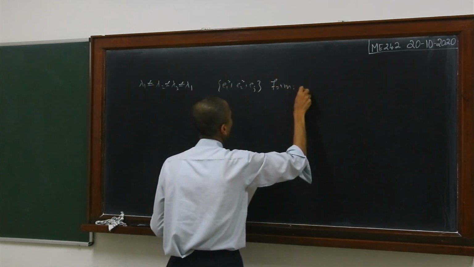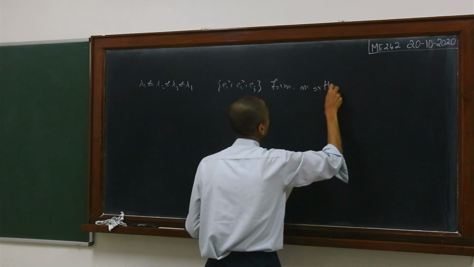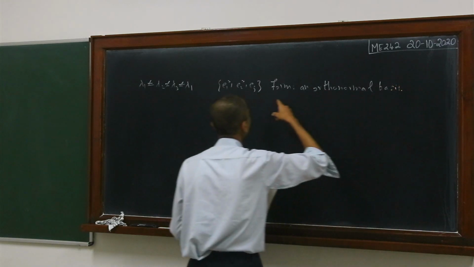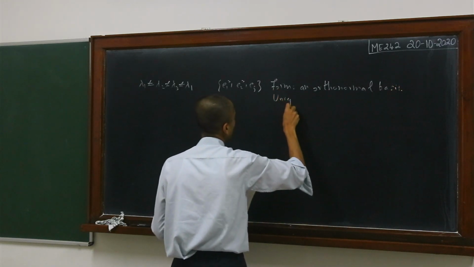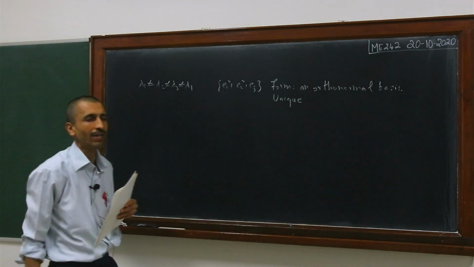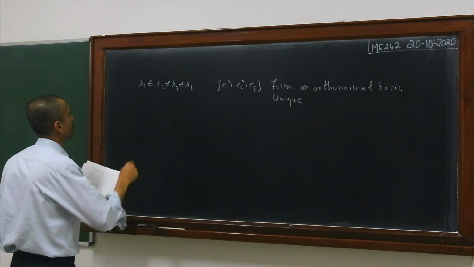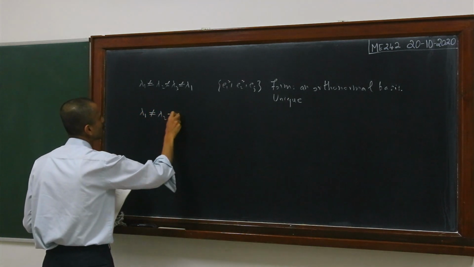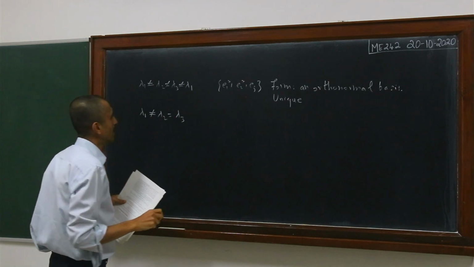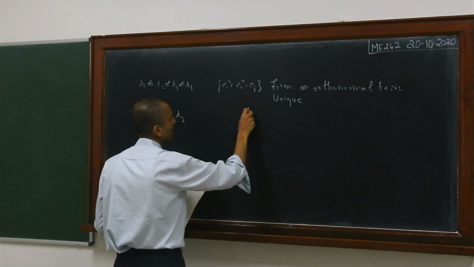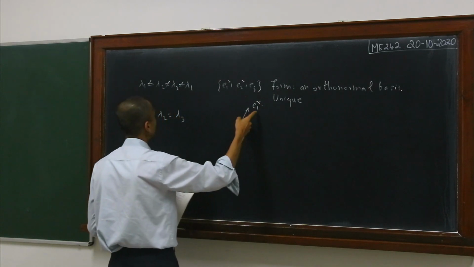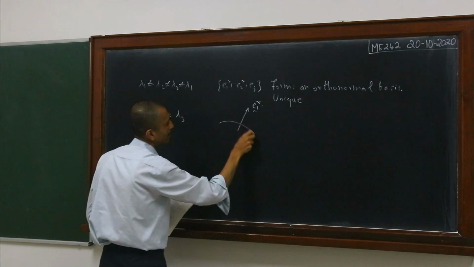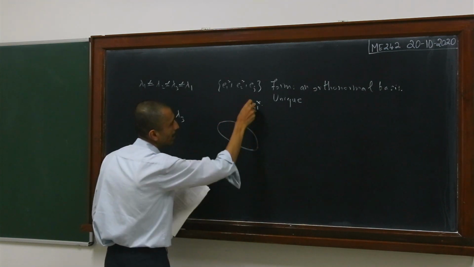Forms an orthonormal basis, and it is unique, modulo sign reversal, but that sign reversal we are not considering as non-uniqueness. Then for the other case where lambda 1 is not equal to lambda 2, which is equal to lambda 3, in this case, if you recall the figure that I drew, your E1 star, which is the eigenvector corresponding to lambda 1, is unique.